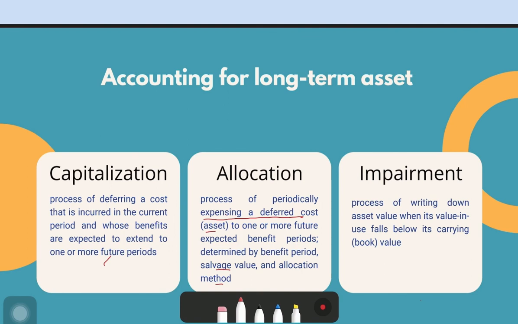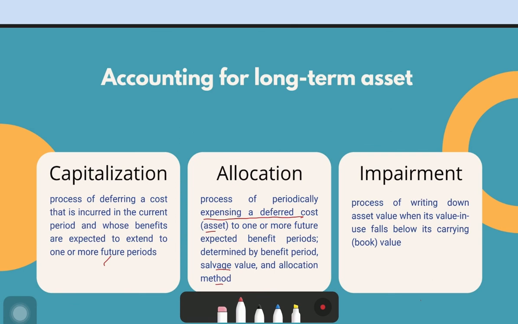Impairment is the process of writing down asset value when its value in use falls below its carrying value, or below the book value. Or in other words, an impaired asset is an asset that has a market value less than the value listed on the company's balance sheet. Alright, so when an asset is deemed to be impaired, it will need to be written down on the company's balance sheet to its current market value. So we have to record the current market value of the asset.